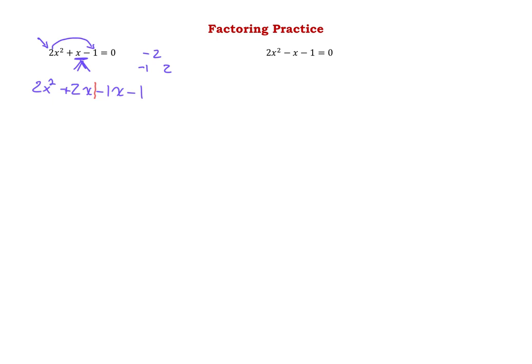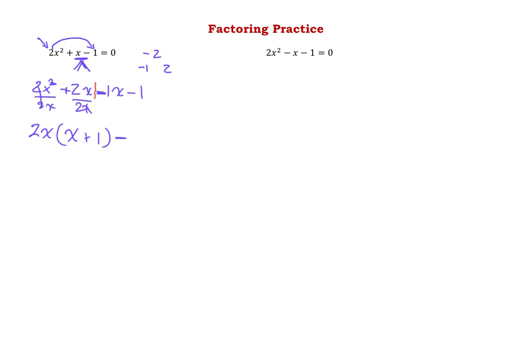So I look at both these two terms, 2x squared and 2x. I can divide both of these by 2x. So when I take a 2x from here, I get just x left over. And when I divide this by 2x, I get a +1. Now this minus needs to come down.